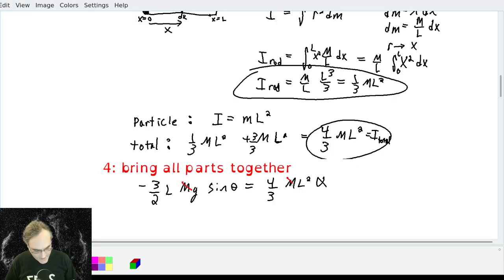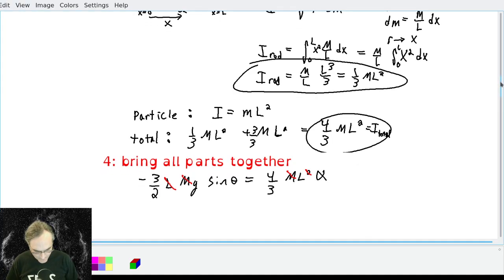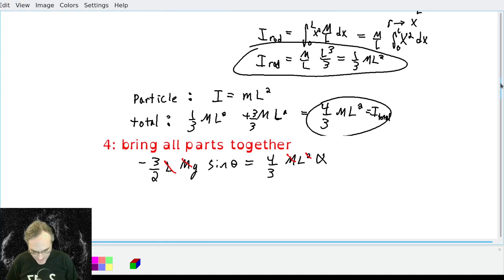Cancellations. The m cancels out, which is pretty typical for physical pendulum problems. We'll be taking advantage of that probably in the lab for our oscillations here. Okay, with all that cancelled out, what's left? -3/2 g sine theta and 4/3 L alpha.